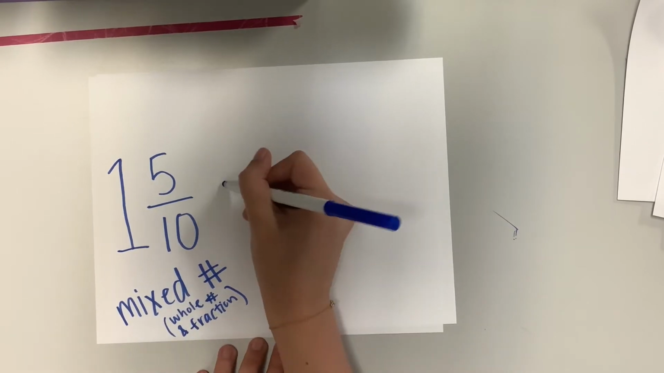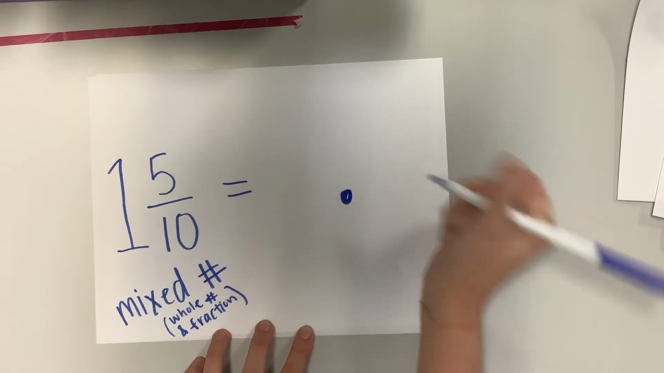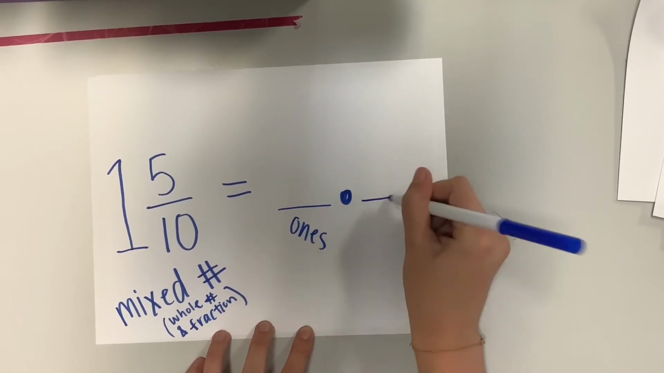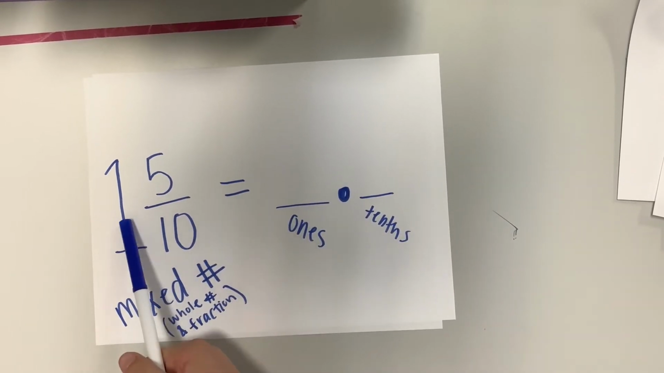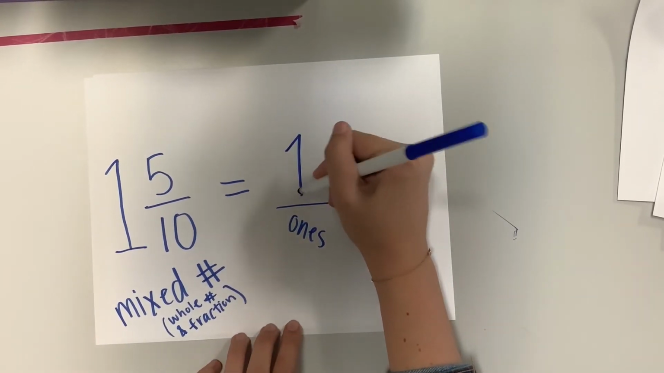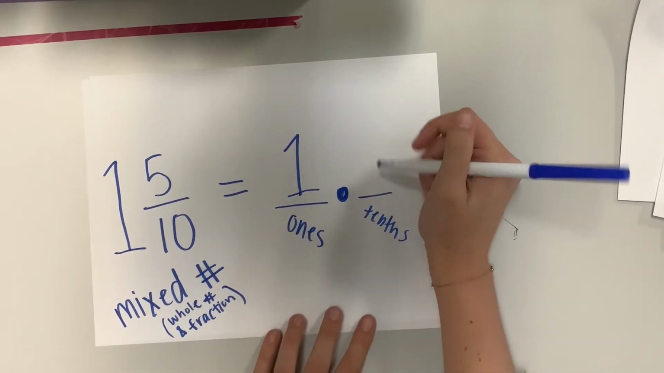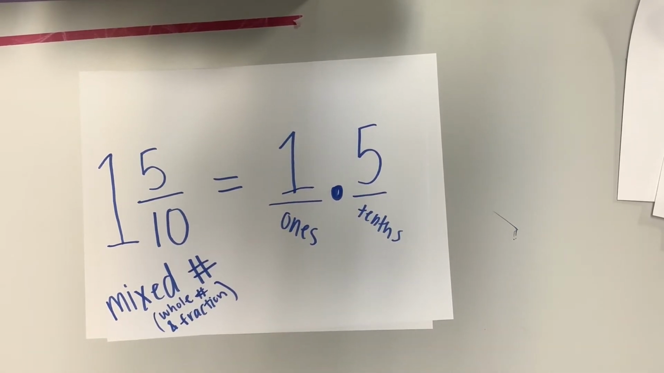So if we were to write this as a decimal, I'm gonna put a decimal here, so this is gonna be our ones place. This would be our 10ths place. 1 would be in the ones place. And 5/10. So a 5 in the 10th place.